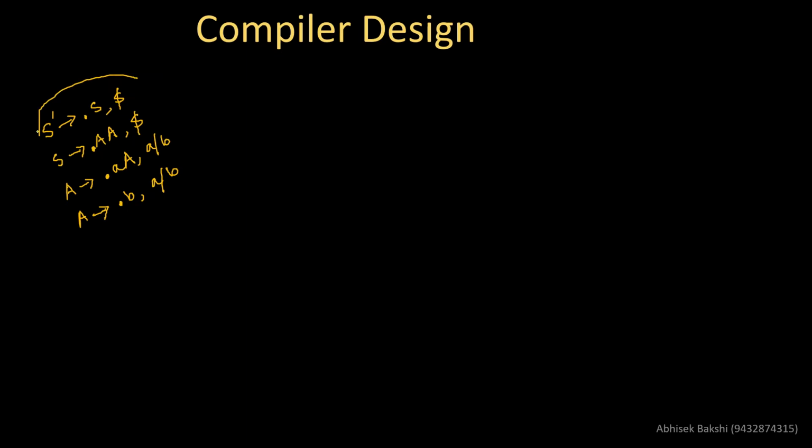So we have a situation like S' → .S, with dollar as the lookahead, and then S → .A A, dollar, A → .a A, a or b, and A → .b, a or b, right? So this is my I0, right?